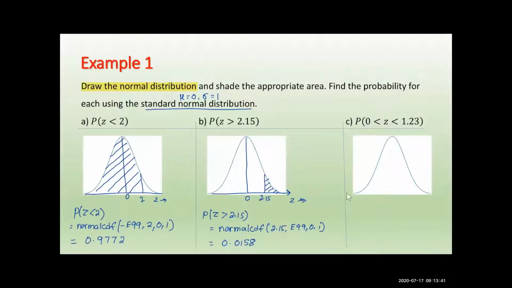Now part C here. In part C, we have to find the probability that the z-score is between 0 and 1.23. So as you know that along the x-axis, you have your z-score with 0 or mean in the middle. Okay, so in the middle is your mean.